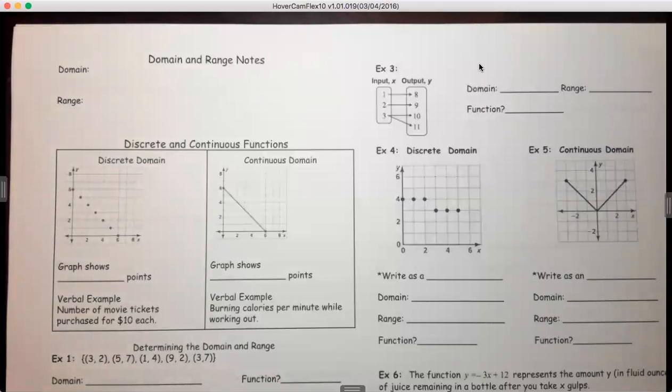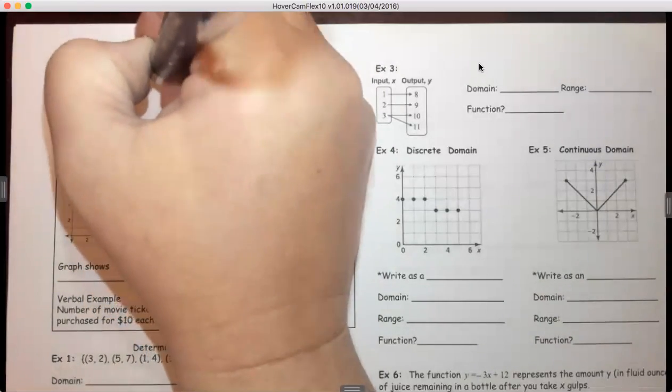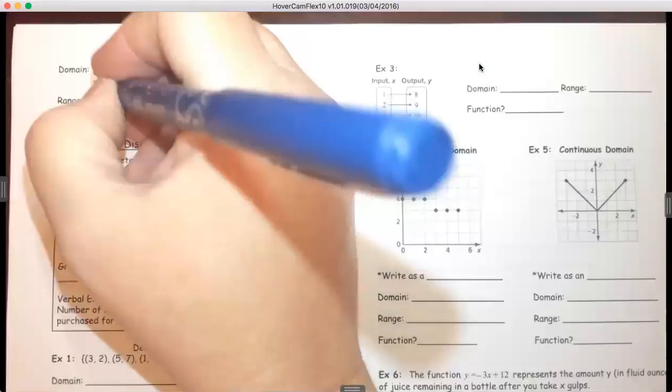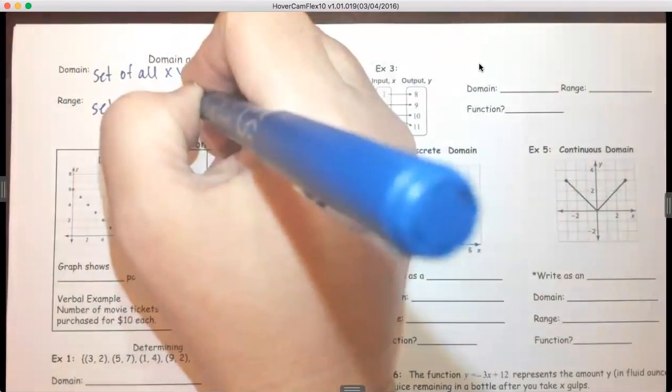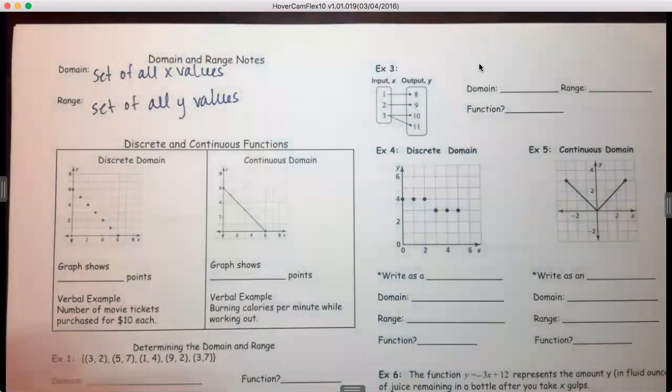We are going to take some domain and range notes. Domain is the set of all x values. Range is the set of all y values. Now we're talking in a specific function or relationship. We're not just talking about all the x and y values in the entire world.